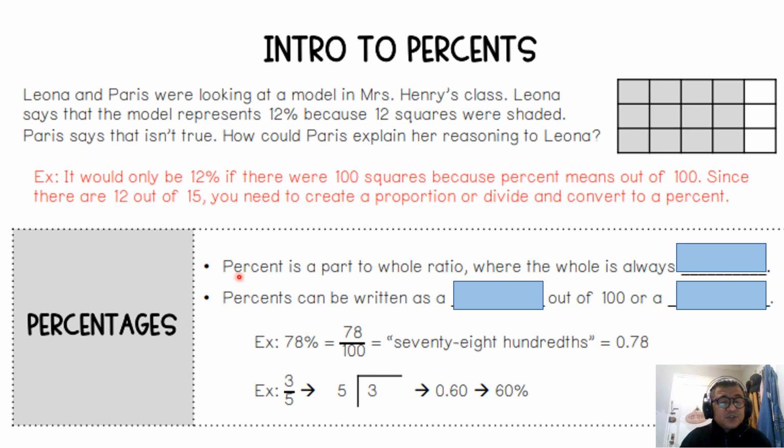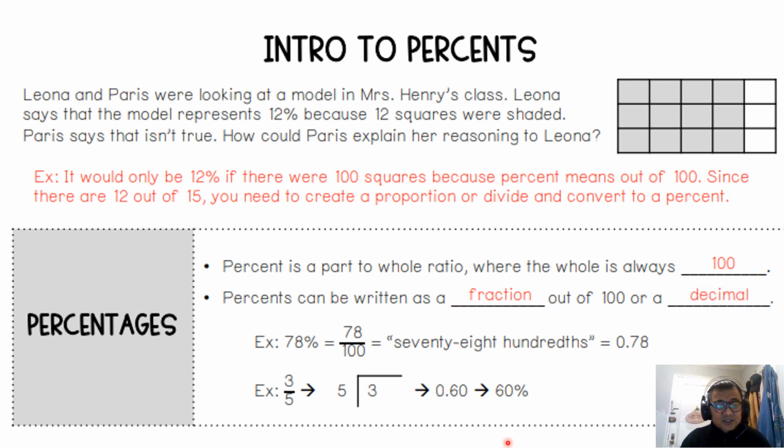Why? Because percent is a part of a whole ratio where the whole is always 100. Percents can be written as a fraction out of 100 or as a decimal. Okay, so let's look at the details. So if I have 78%, percents always have a denominator of 100. That percent means over 100.